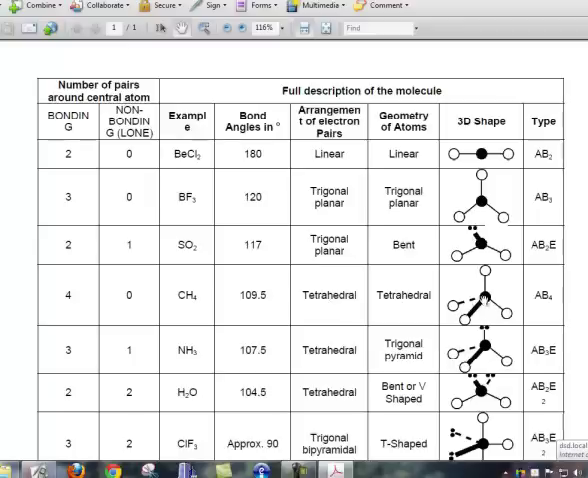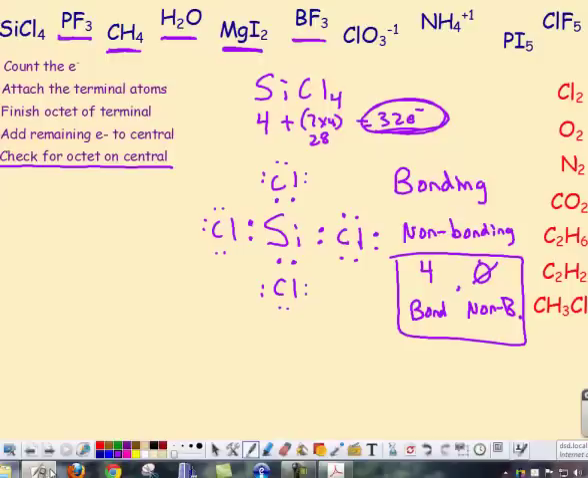Here's an attempt at a three-dimensional shape. The straight lines here being in the plane, the dark one coming out towards us, the dashed one going into the board at 109.5, and then a general AB4, a general formula for a substance that could be 4 and 0. So that's what we're trying to do. So we can find out lots of things, and then what we're going to learn is it's nonpolar. And we can tell that based on all of this.